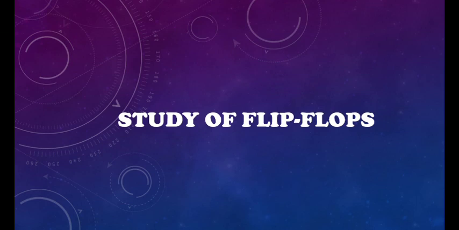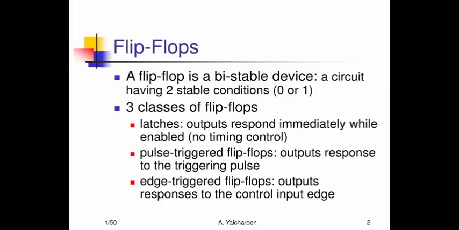Here is our final experiment, study of flip-flops. A flip-flop is a bistable device, a circuit having two stable conditions, 0 or 1. Three classes of flip-flops: latches, pulse triggered flip-flops, and edge triggered flip-flops. Latches: outputs respond immediately while enabled, no timing control. Pulse triggered flip-flops: outputs respond to the triggering pulse. Edge triggered flip-flops: outputs respond to the control input edge.